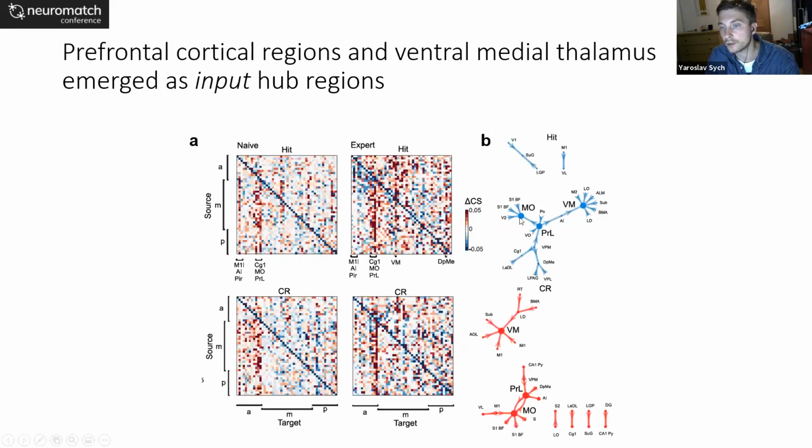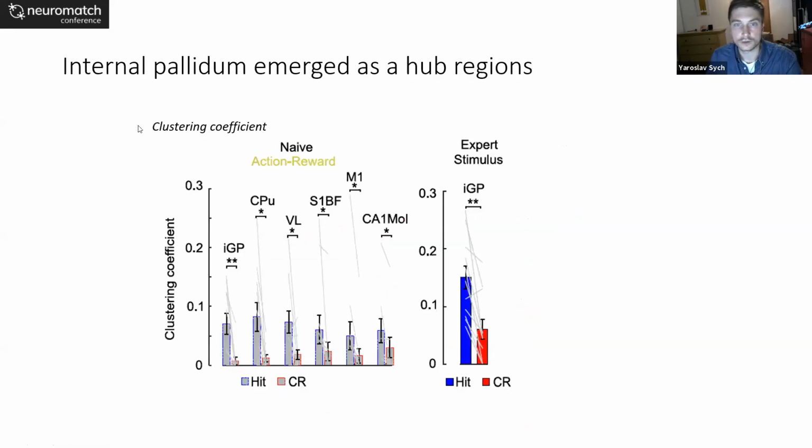And we also see globally that medial orbitofrontal and prefrontal cortex became hub-like regions, because during this early texture presentation period, cortical and subcortical regions were feeding information into these regions. And also the internal globus pallidus, if we look at the changes in the clustering coefficient, increased its clustering coefficient in comparison to all the other brain regions during this early texture presentation period.